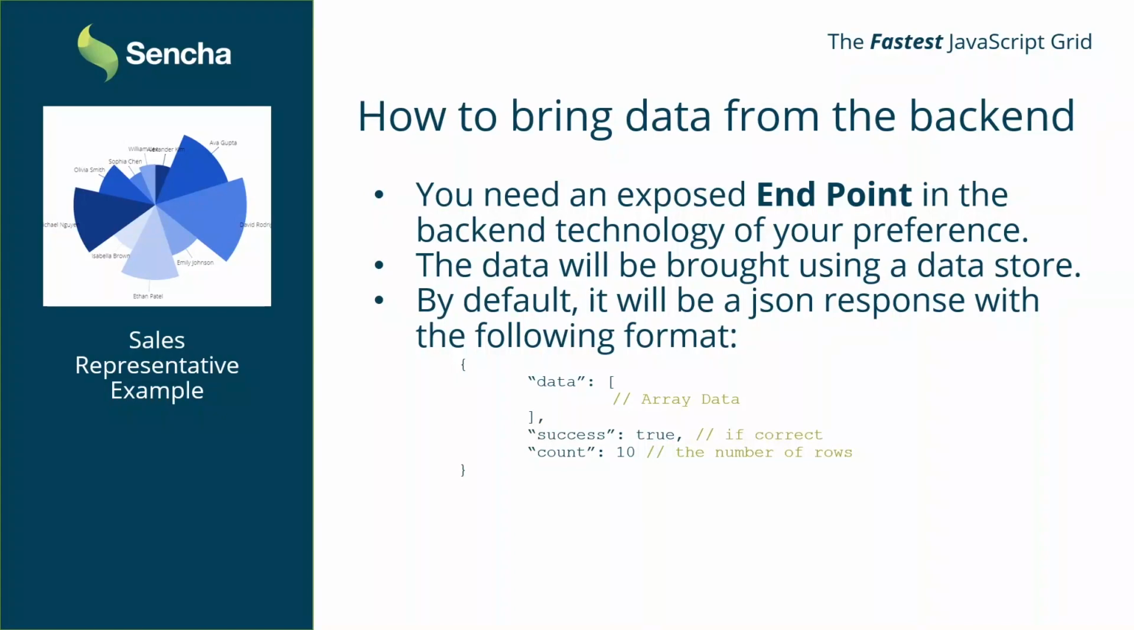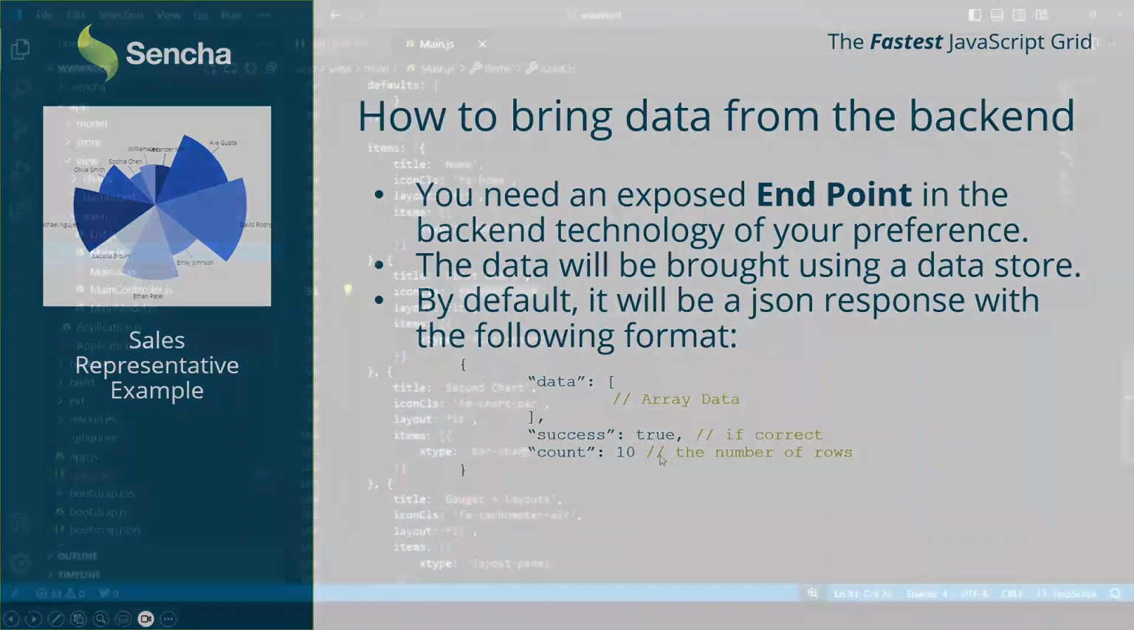Whenever we do this, the best way to do it is to retrieve the data in a JSON format. Basically, we will have a data array with our list of results. We're going to have a success property that is going to say true if everything is correct, and a count property that is going to tell us how many registers we brought from the backend.